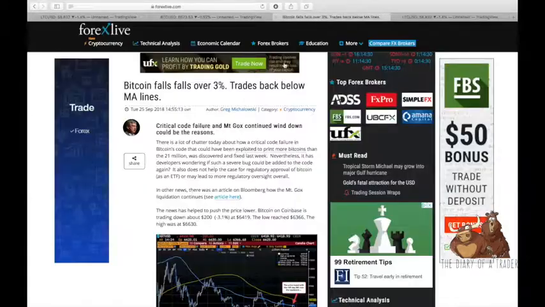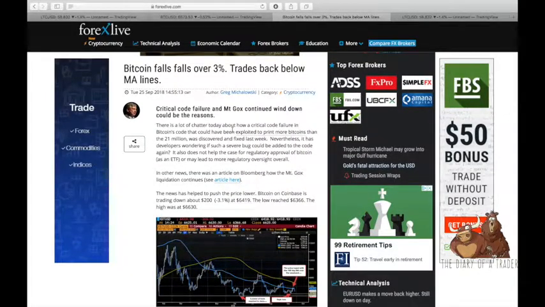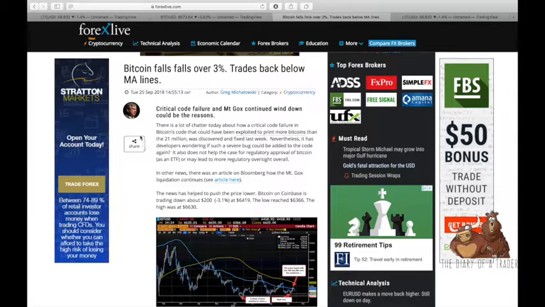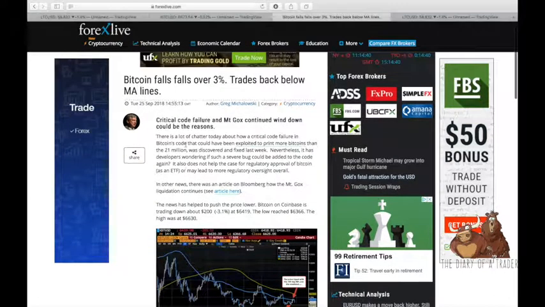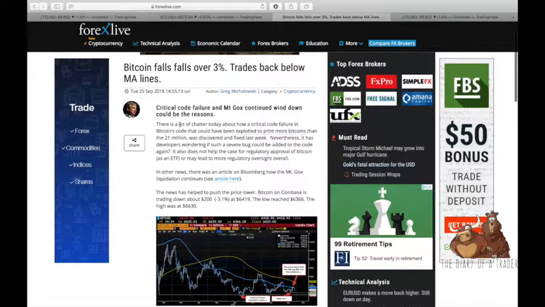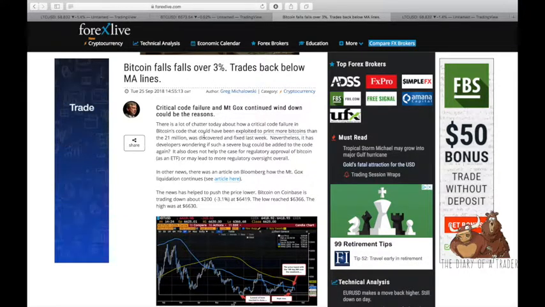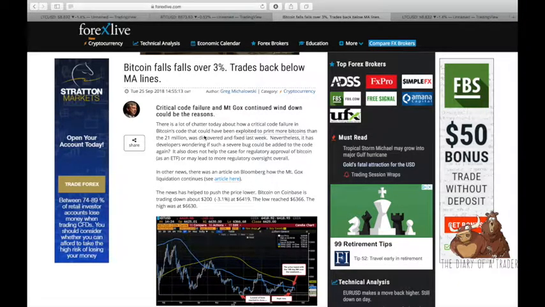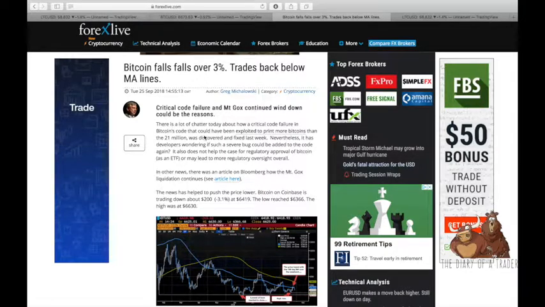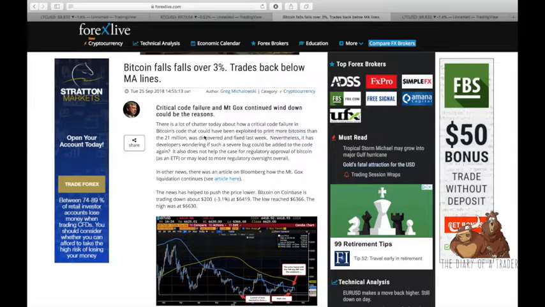So, for example, this is an article that my colleague Greg wrote, and I'm a freelance currency analyst at forexlive.com. Greg wrote an article here on the 25th of September about a critical code failure found in Bitcoin, which essentially meant that more than the so-called maximum 21 million Bitcoins could be printed. As a result of that, the whole structure around Bitcoin was under question. And so Bitcoin quickly sold off when that news became apparent.